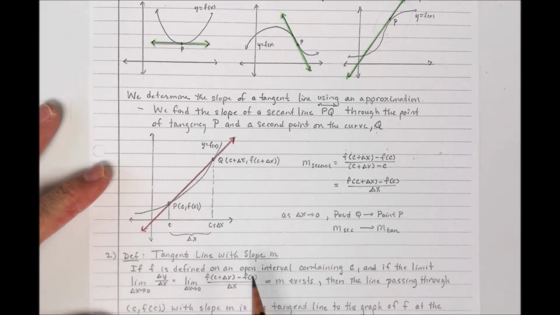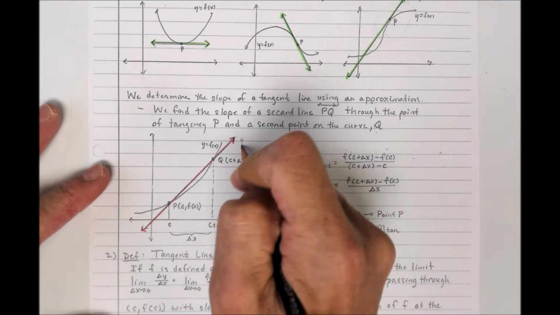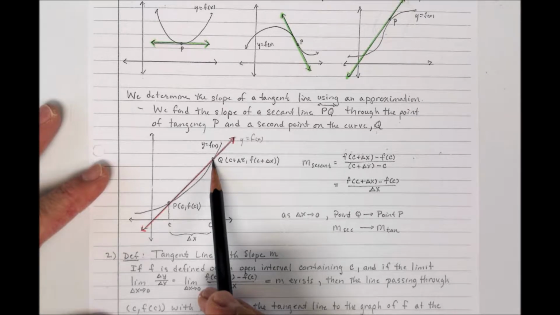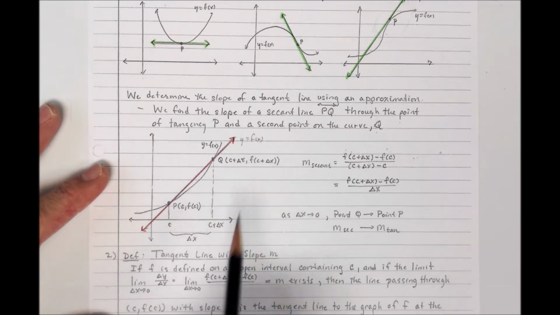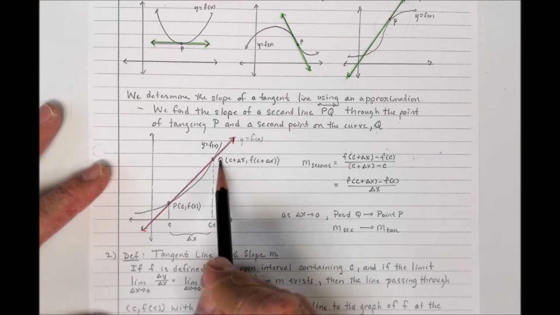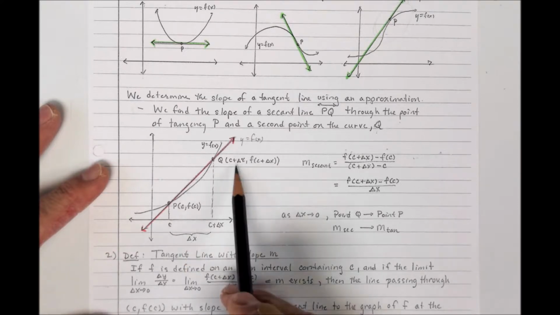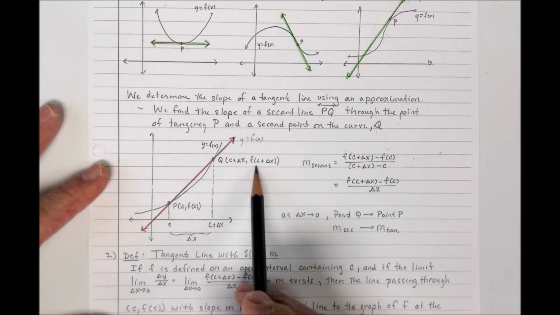And as you can see here, we have the point P, C, f of C. This is for the curve y equals f of x. Okay, and then we pick a second point, point Q, not equal to point C. I have a point Q having a slightly larger x value. I call it C plus delta x, which means that this right here would be delta x. And the ordered pair would be C plus delta x, f of C plus delta x.